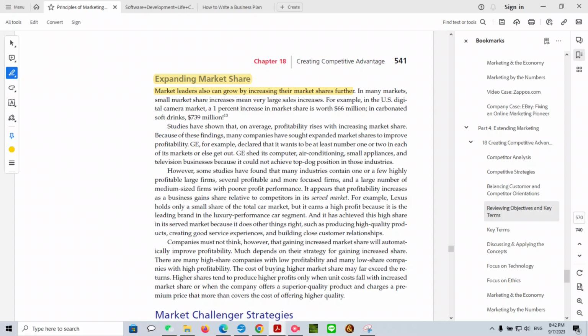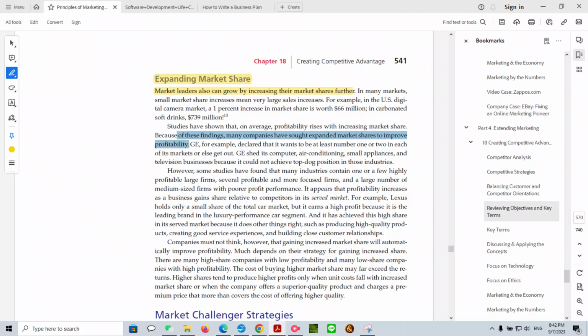In the U.S. digital camera market, a 1% increase in market share is worth $66 million. In carbonated soft drinks, it's $739 million. Studies have shown that on average, profitability rises with increasing market share. Because of these findings, many companies have sought expanded market share to improve profitability.